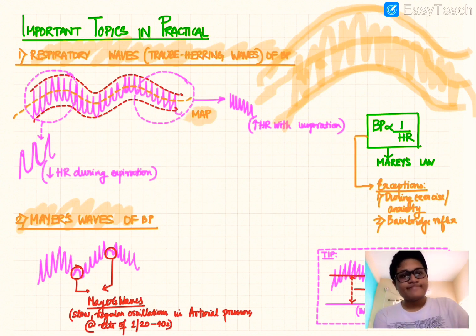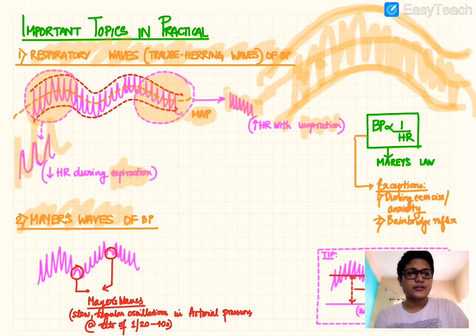Okay, now from our previous discussion you can understand that this ascending limb, that is when the mean arterial pressure is increasing, will be encountered during expiration, and this descending limb, when the blood pressure is falling, will be encountered during inspiration. However, I want to draw your attention to this one fact. When we are expiring, you can see that these curves are moving further and further apart. However, when we are inspiring, these curves are coming closer to each other.